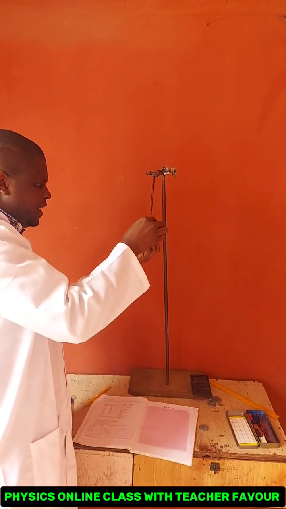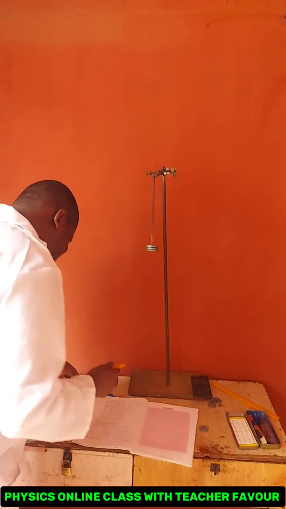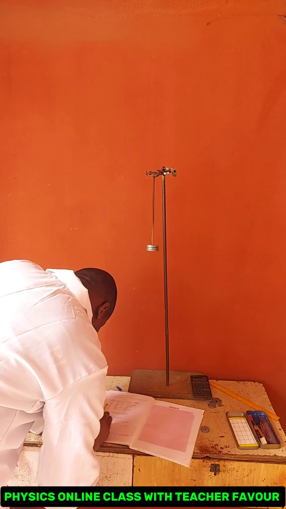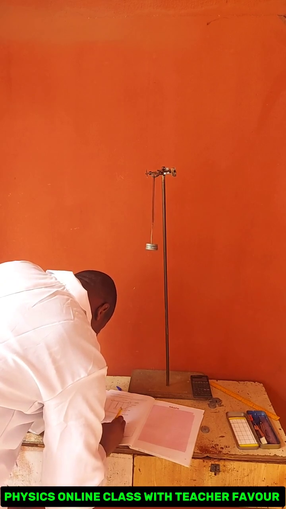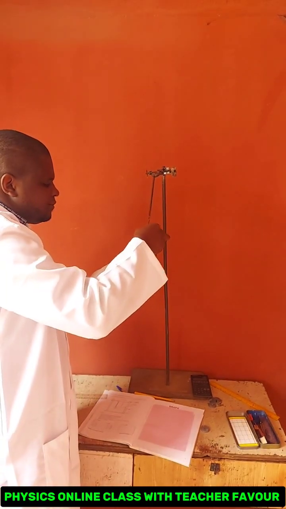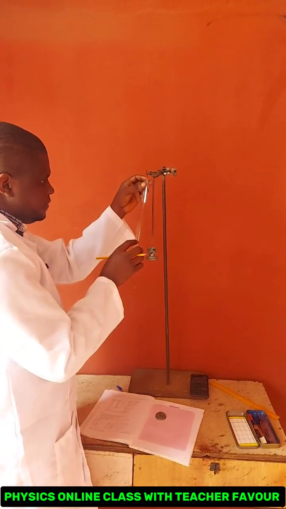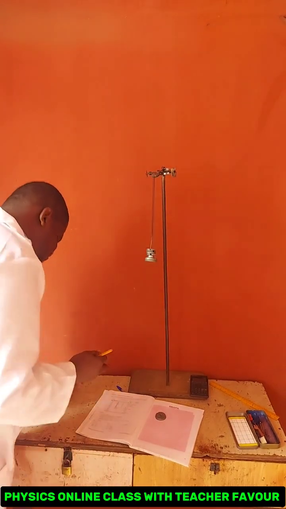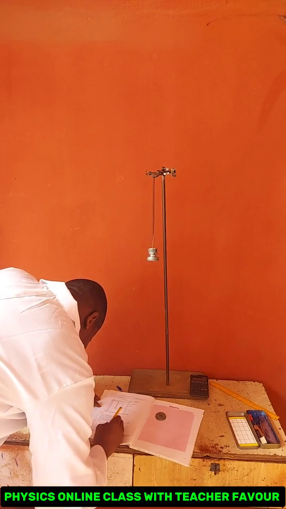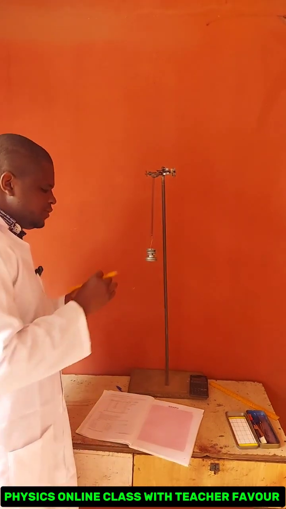The next is 150. This is 50. If I add it here, it becomes 150. 15.4. So I'll write 150.00. Here I'm going to write 15.40. The next 200, hang it here and measure the length, 19.20. So I'll write 200.00, 19.20. The next is 250 grams.